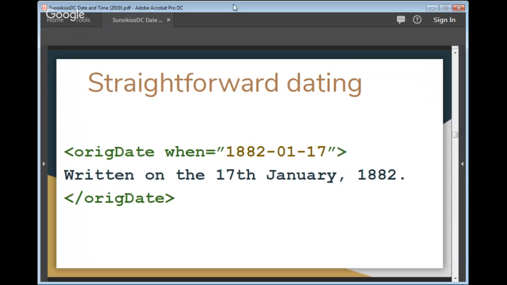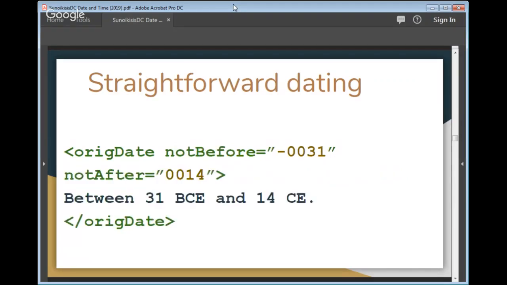And that's completely straightforward. Likewise, when we're talking about notBefore and notAfter dating, we say this particular inscription that has been found, it has text on it, and from the text we can explicitly say that it must have been written sometime between 31 BCE and 14 CE.